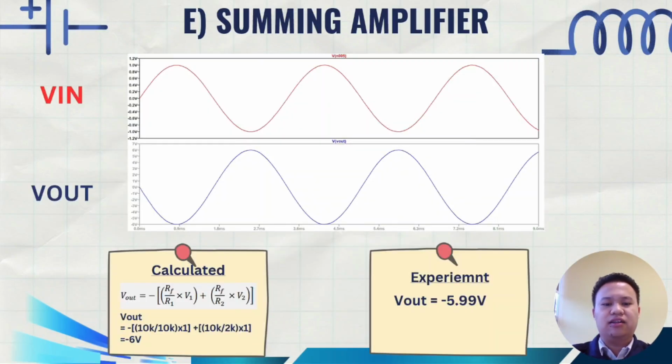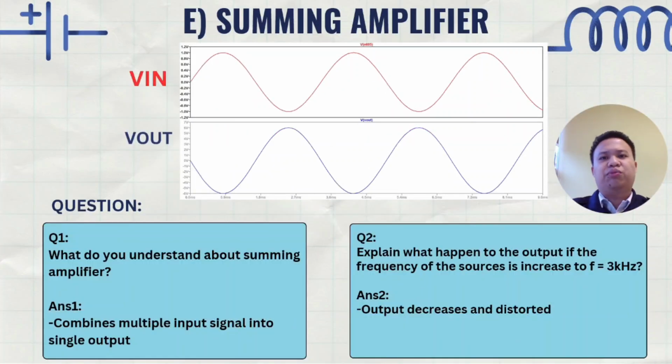In this case, the output is inverted by 180 degrees. We calculate Vout as negative 6 volts, and the experiment result for Vout is negative 5.99 volts. So the Vout is almost the same. First question for the summing amplifier: what do you understand about the summing amplifier? I understand the summing amplifier combines multiple input signals into a single output.